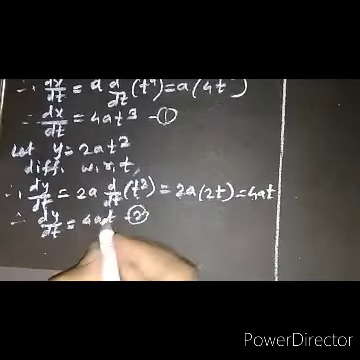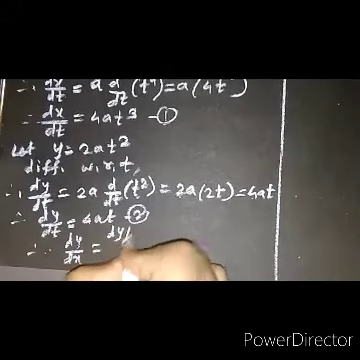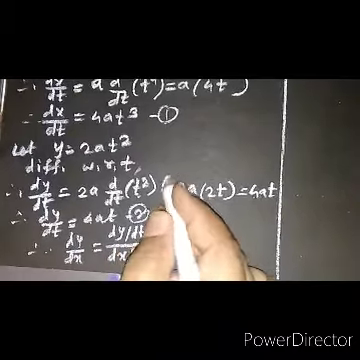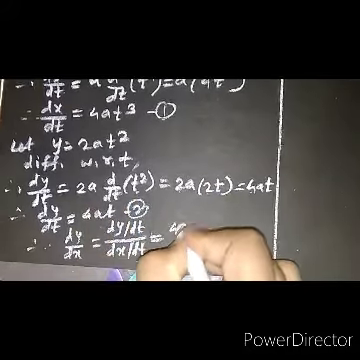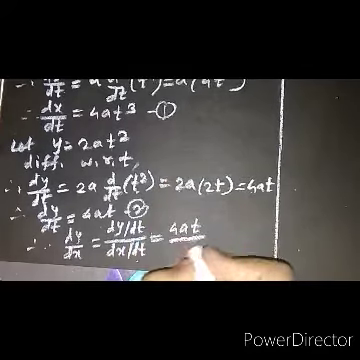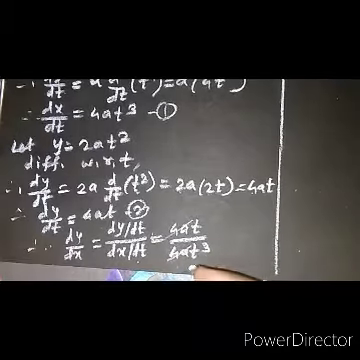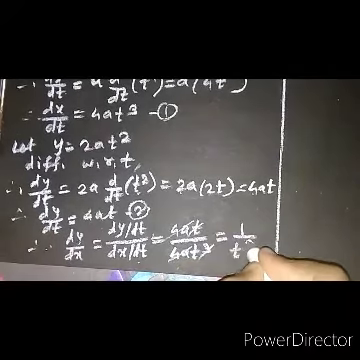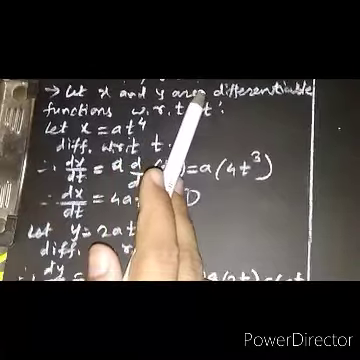But here we have to find dy by dx. Therefore, dy by dx is equal to dy by dt upon dx by dt. So here by equation 1 and 2 we can put the value of dy by dt and dx by dt. So dy by dt means 4at and dx by dt means 4a t cube. So 4a upon 4a get cancelled, one t gets cancelled, and here we got 1 upon t square. This is the dy by dx of given two functions, x is equal to a t raised to 4 and y is equal to 2a t square.